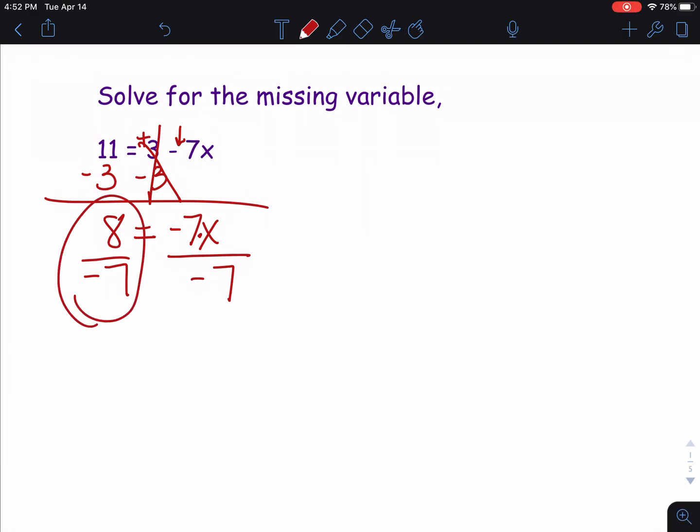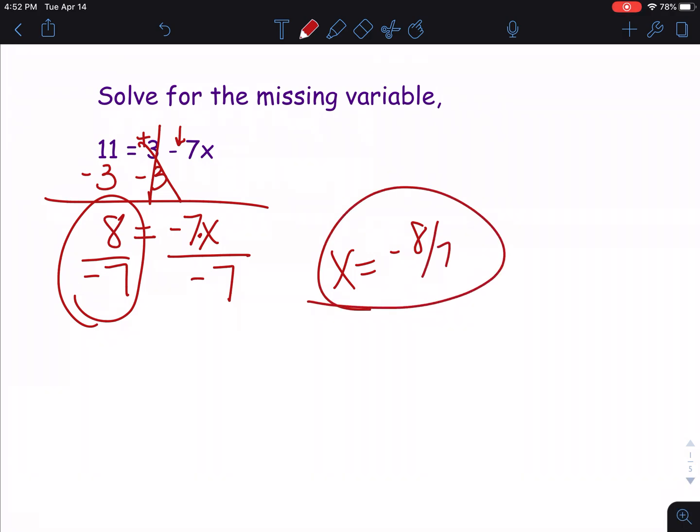These two numbers have no common factors, so I'm going to keep my answer as a simplified fraction, even if it is an improper fraction. So my solution to this equation is negative 8/7. That means that I would be able to take this value and plug in for x, and it would create a true balanced equation where I have the same value on the left side of my equal sign as on the right.